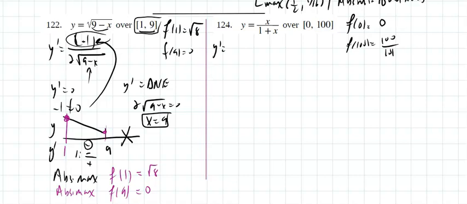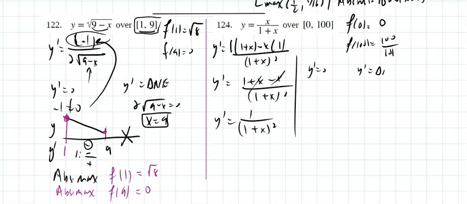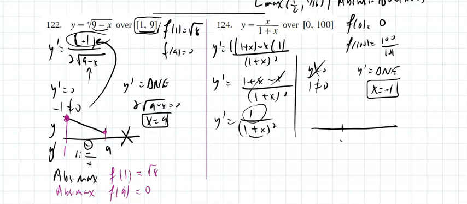Now, what's the derivative? Quotient rule. Derivative of the top times the bottom minus the top times derivative of the denominator, all over the denominator squared. y prime would be 1 plus x minus x over 1 plus x squared. The derivative is 1 divided by 1 plus x squared. Well, where does y prime equal 0? Where does y prime not exist? y prime equals 0 when the top equals 0. That can never happen. Where does it not exist? Obviously when x equals negative 1.